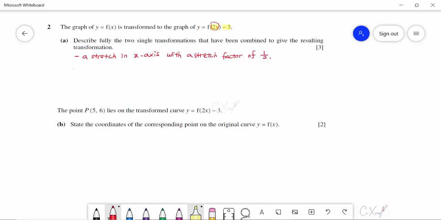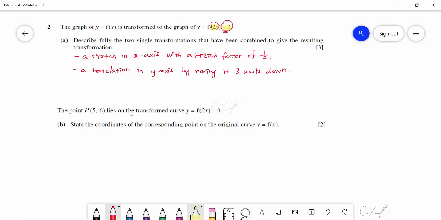And after that, the second transformation will be a translation. You can write it like this: a translation in the y-axis, by moving it 3 units down, because negative 3 means that you are moving the whole graph 3 units downwards. So this is what we have for the transformation here. The keyword here will be a stretch, then the stretch factor of half, then the second transformation will be a translation in the y-axis with 3 units down.